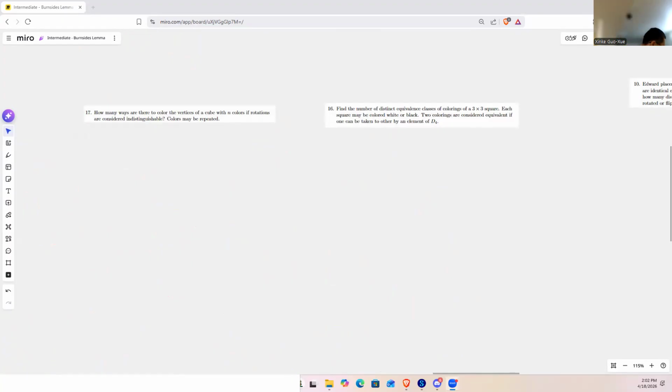So let's solve the cube problem in general. Let's say we're coloring the vertices of a cube. How many ways can we color it with n colors? So this is a function of n. Well, by Burnside's lemma, it's an average over the number of orbits.